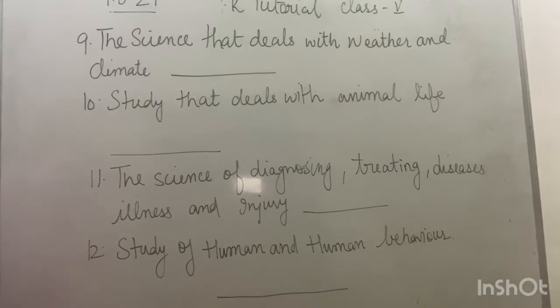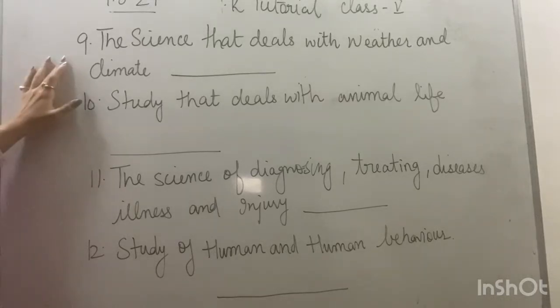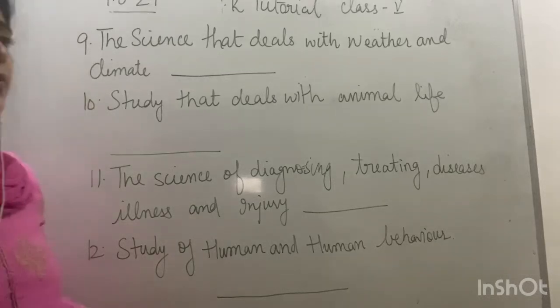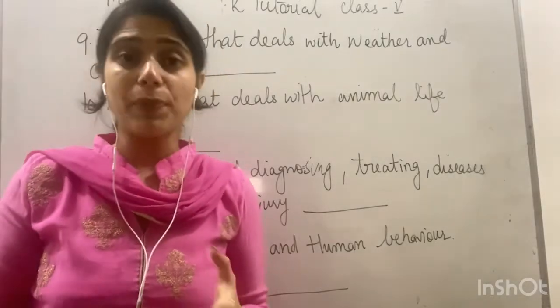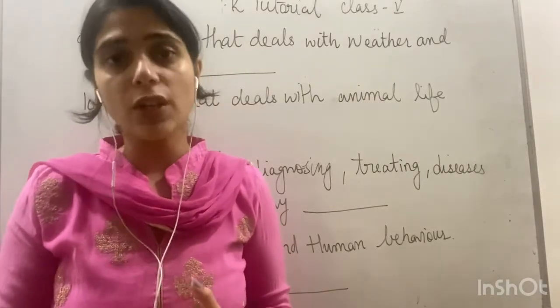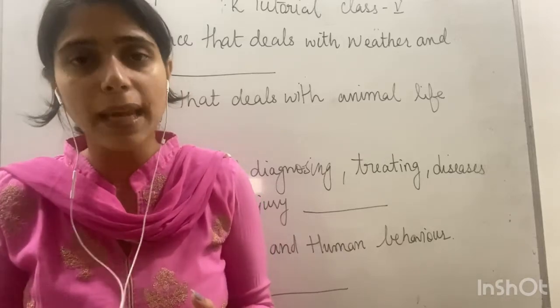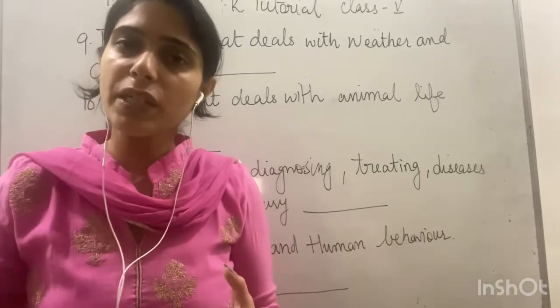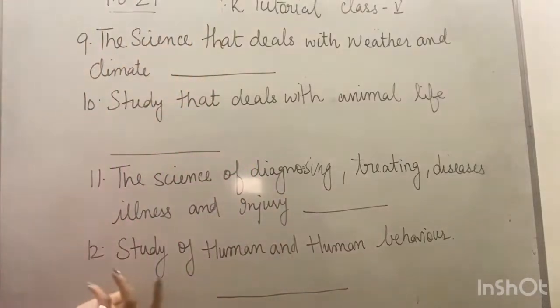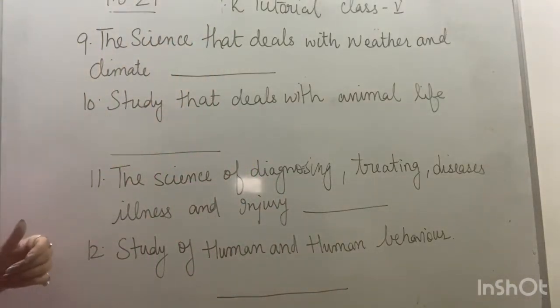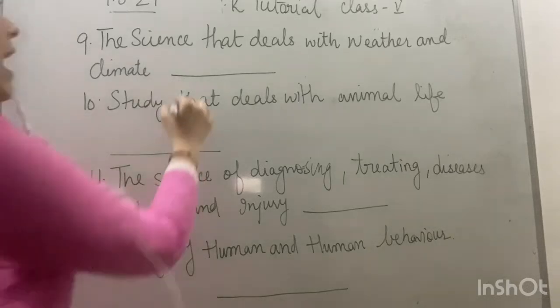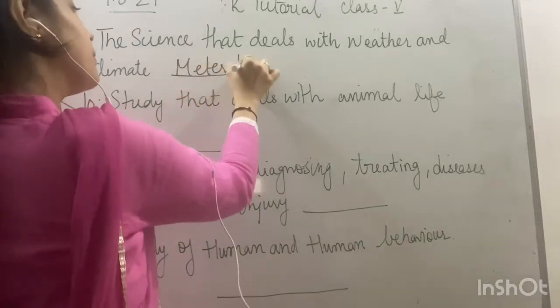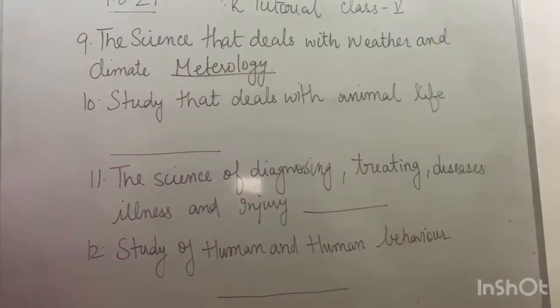So students, here are the next new terms. The first is the science that deals with weather and climate. Now, you know in advance what today's temperature will be, whether there will be rain or not, and what the temperature will be in coming days. You got that information beforehand. So what is the science that deals with weather and climate? There must be a name. This science is known as meteorology, which deals with the weather and climatic conditions.